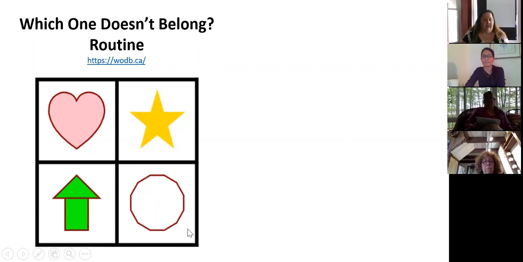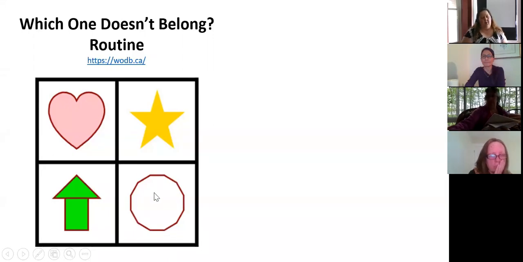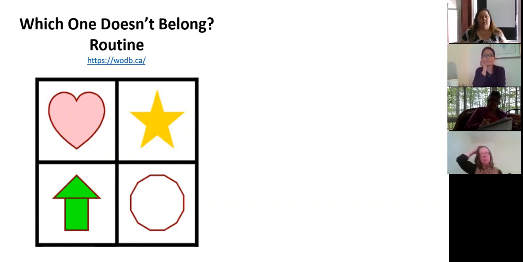The lower right has no color in it. Good. So this shape here doesn't belong because it's not filled in. There's no color to it, whereas all the others have a color, are all filled in. Now, the nice thing about which one doesn't belong is that there really is no right or wrong answer, and there might be more than one reason that a shape might not belong with the others. So it gives students the opportunity to think about what's alike, what's different, why it could not belong. And as long as you can justify why it doesn't fit with the others, then it's a correct response.